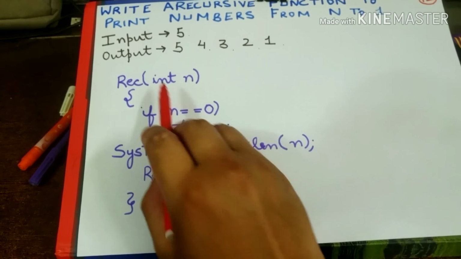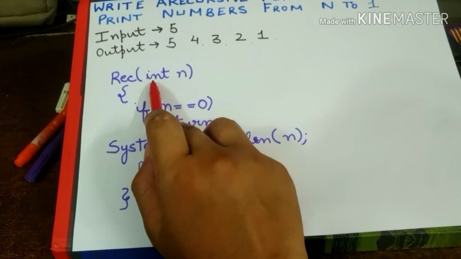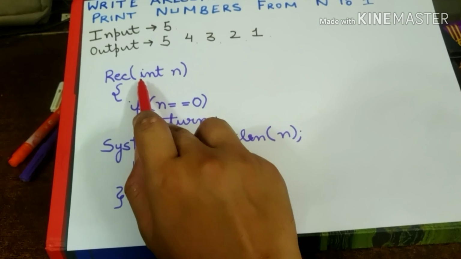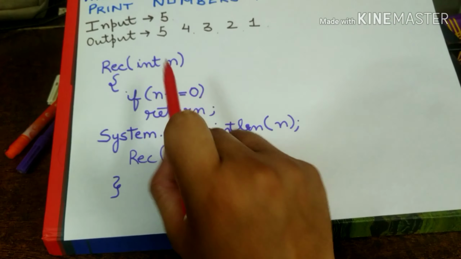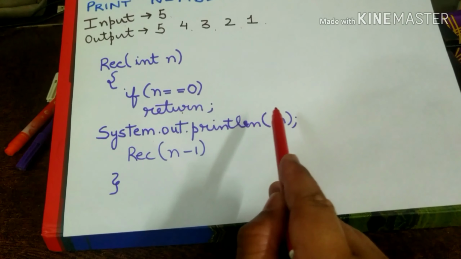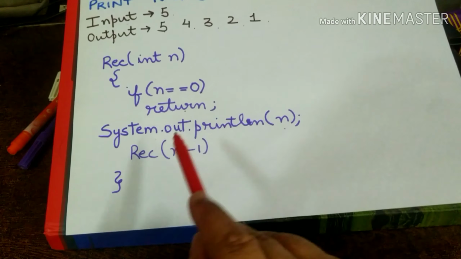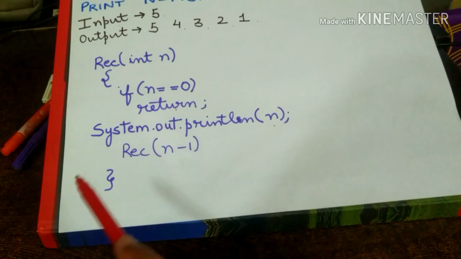So we create a method that is rec with a parameter int n. If n is equal to 0, then return from the method. Then System.out.println(n), and rec(n - 1).